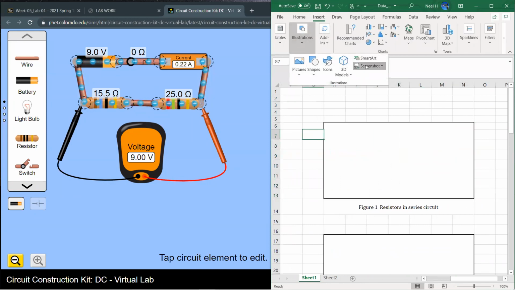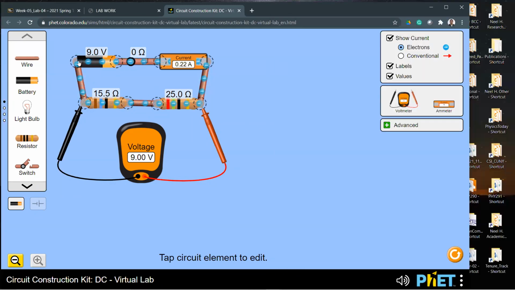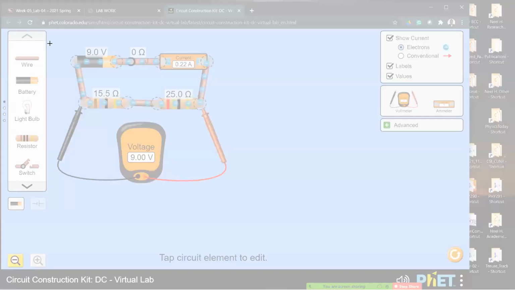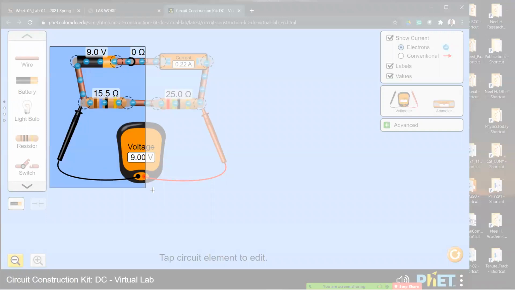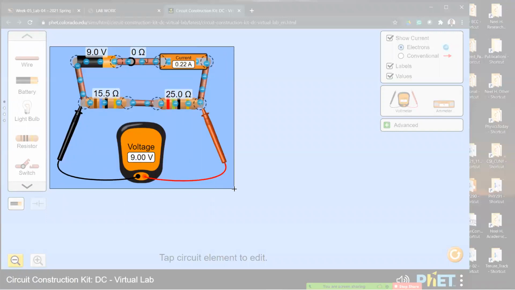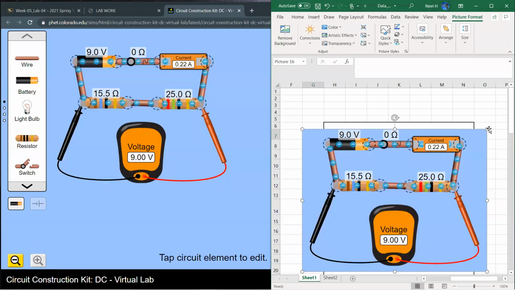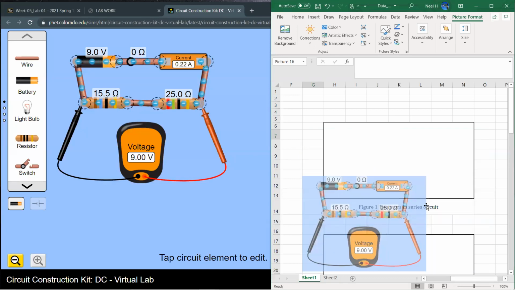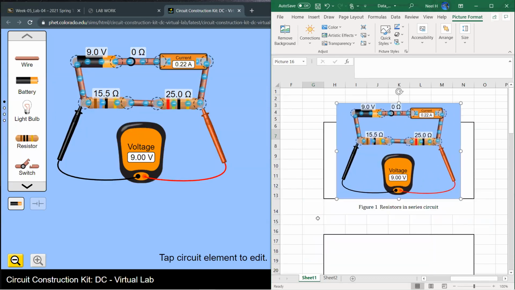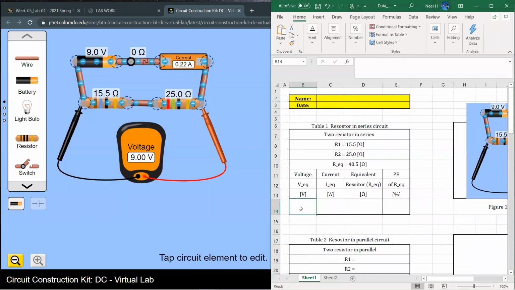Insert illustration screenshot. I think you guys know how to do this now. So I need this circuit with the voltmeter included. I think that's better. Let's leave it here. And then let's do the calculation.